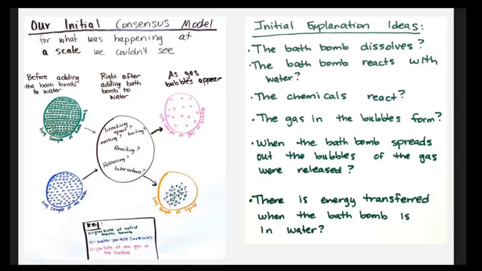So you're just drawing what they tell you to draw. You're not drawing what you know. You're trying to represent student ideas in the consensus model. Now, if people are unsure about things, you add a question mark.